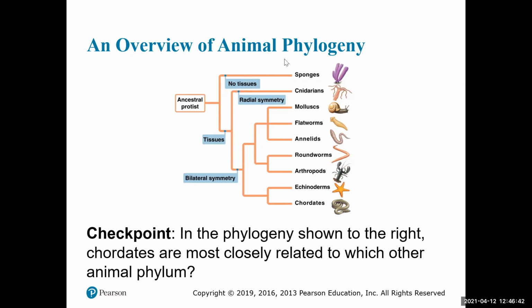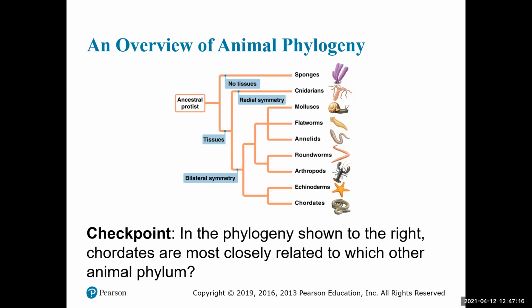So the first big separation is whether or not animals have tissues or no tissues. Okay, and what we can see is that the ancestral protists likely did not have tissues, and tissues evolved after sponges evolved, right? So you see sponges have no tissues, but this here is saying that everything after sponges has to have true tissues. Okay.